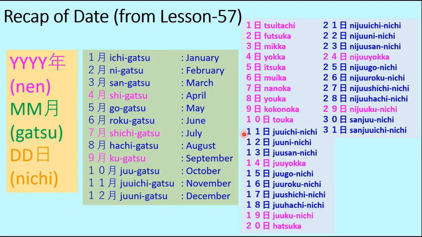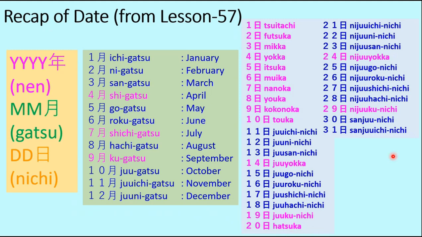Then from the 11th, Juichi Nichi, Juni Nichi, Jusan Nichi. The 14th day is Ju Yokka. 15th, Jugo Nichi. 16th, Ju Roku Nichi. 17th, Ju Shichinichi. 18th, Ju Hachinichi. 19th is Ju Kunichi. And the 20th is again Hatsuka. You have to be very careful with this 20, and it's very important.